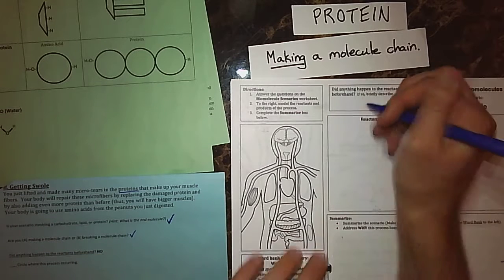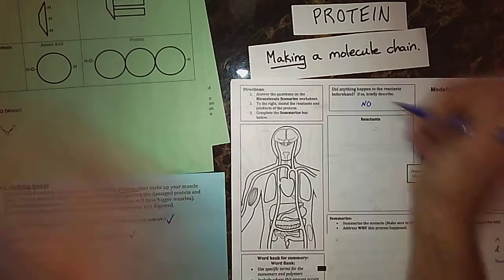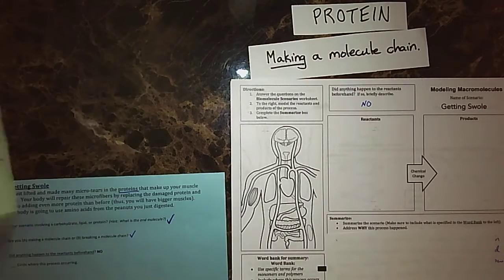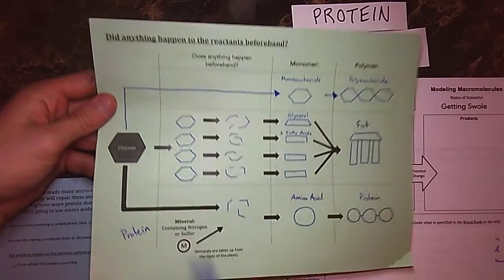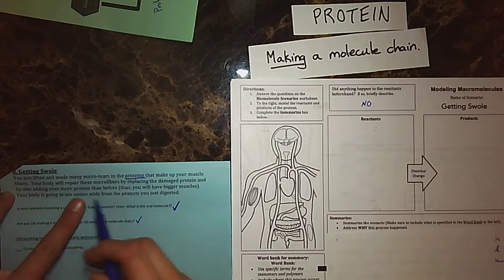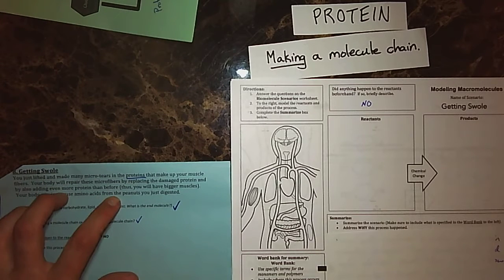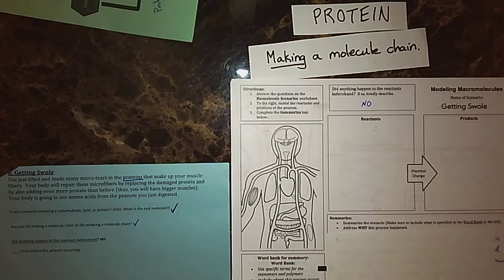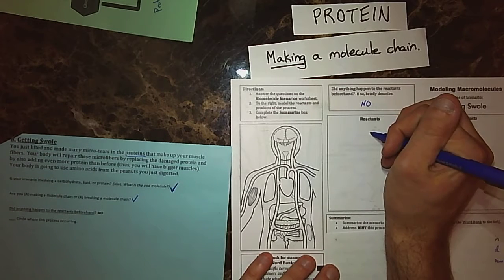In this case, no. We've done an example with plants with amino acids where something has happened before, where there's some extra steps. But it also tells us in our scenario that your body is going to use amino acids from the peanuts you just digested. So the nice thing is you just got amino acids from the food you eat. Your body doesn't need to make them. However, it still can.